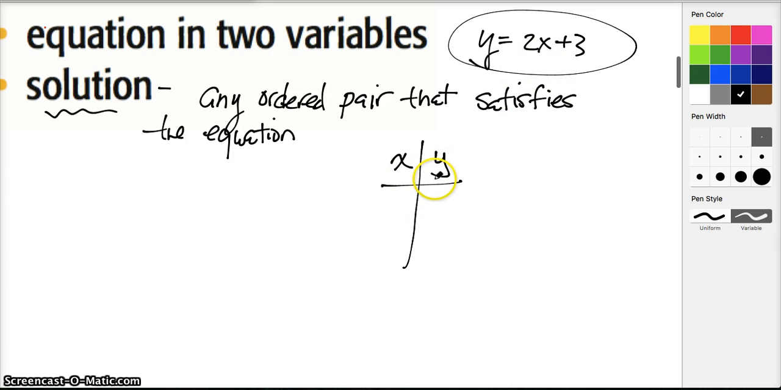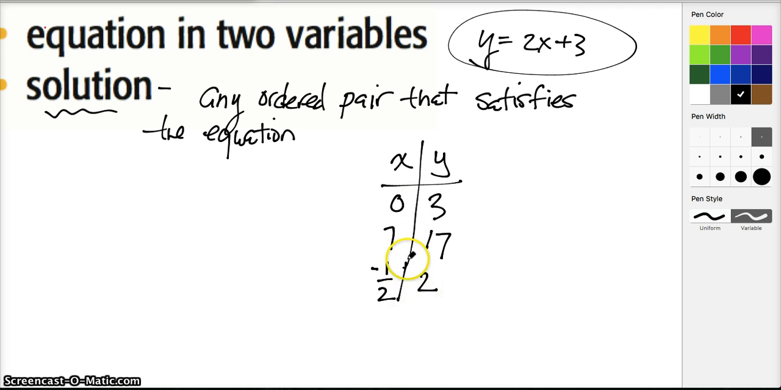So can you think of some values that would satisfy this equation, the one that I just came up with? If you plugged in 0 for x, y would have to be 3. If you plugged in 7 for x, y would have to be 2 times 7 is 14 plus 3, which is 17. If I plugged in negative 1/2 for x, yeah, I can plug that in too. 2 times negative 1/2 is negative 1. Negative 1 plus 3 is 2.